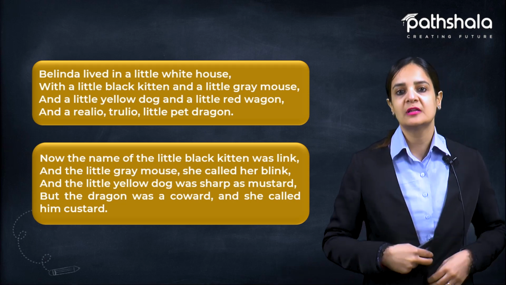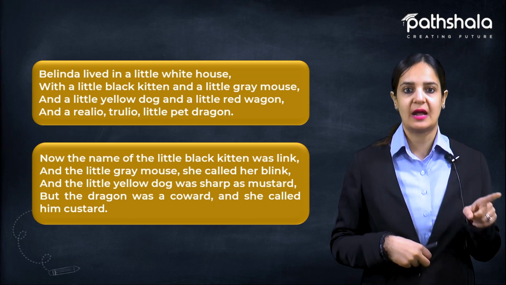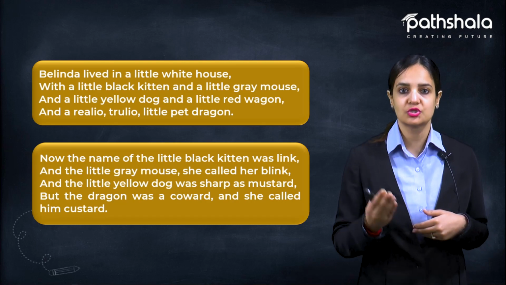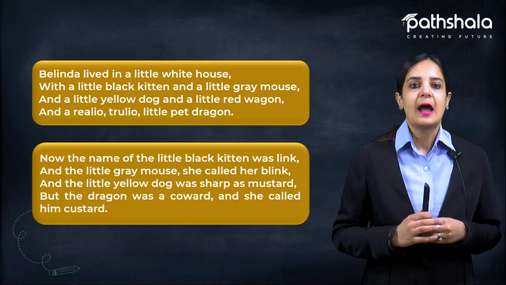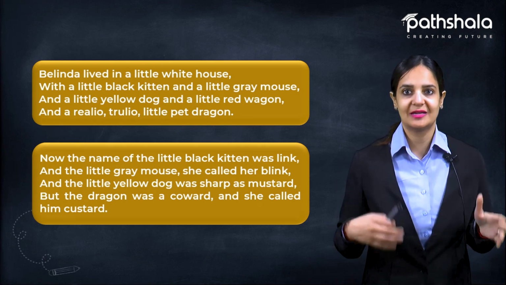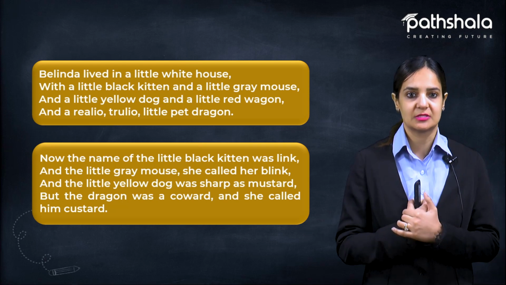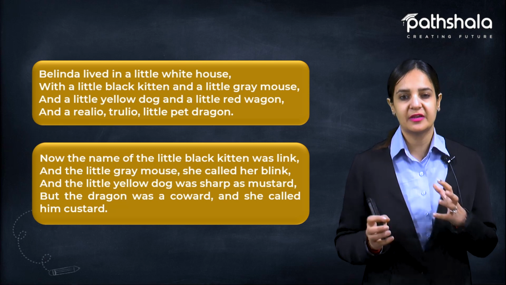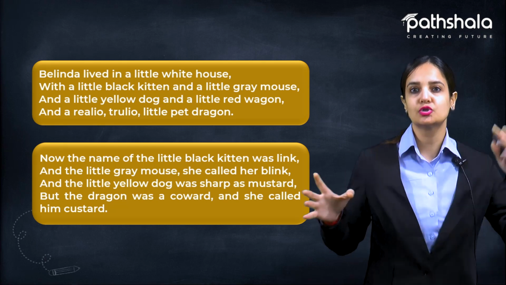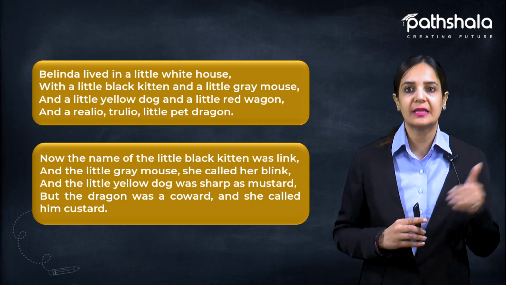Now, the name of the little black kitten was Ink. The little black kitten which she had, her name was Ink, and the grey mouse she called Blink. And the little yellow dog was sharp as mustard, because her skin was related to mustard, so that's why the name she gave is Mustard. But the dragon, who was very afraid and a coward, she called Custard. The huge dragon which she had, his name was Custard. It's just the name which she has given.